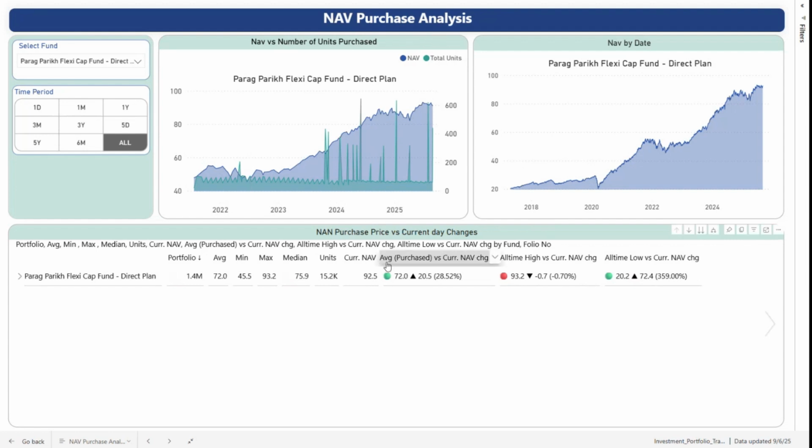All this information is just a data point to show whether my fund's current NAV is cheaper or not, and whether I should make a lump sum investment or not. That is the conclusion you can draw from it. That is all about this NAV purchase analysis feature.